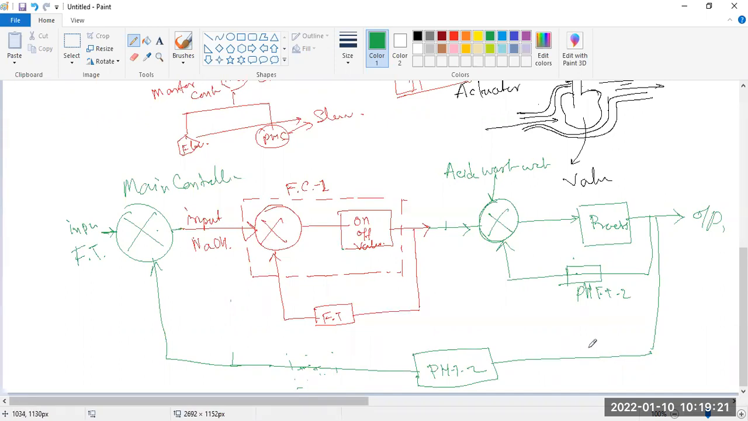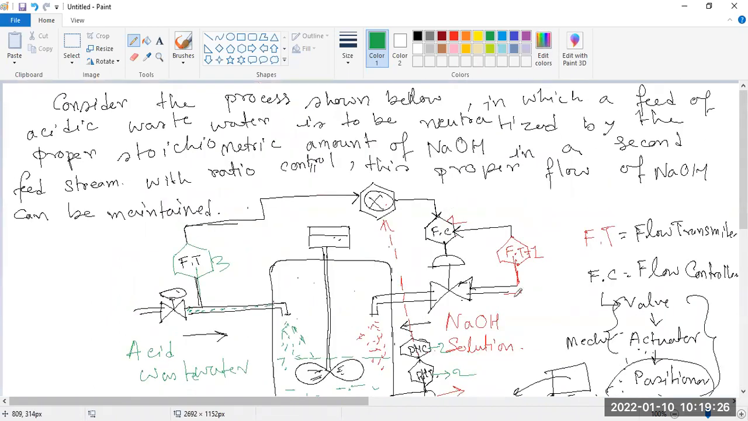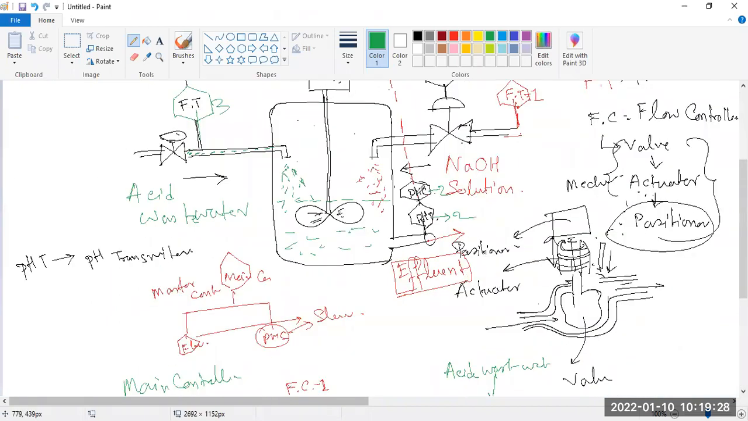So guys, if you have any question, then you may ask me. Yeah, step by step. Look, here one control loop is operating. Here also one control loop is operating. Look, this is the PHC, means one controller. It is taking the feedback from this portion.